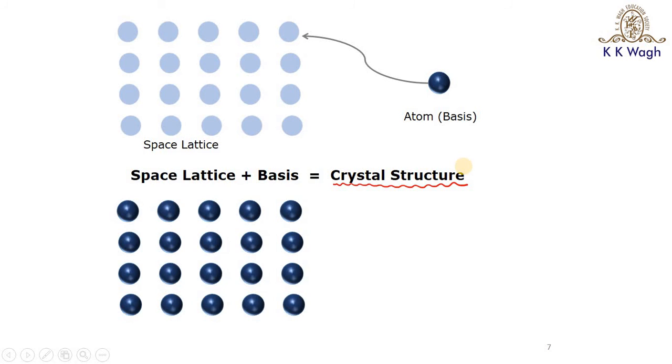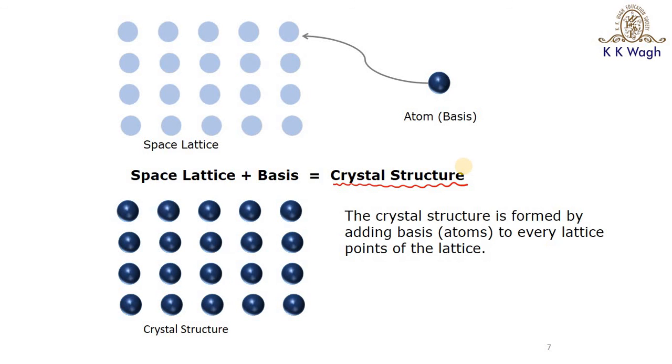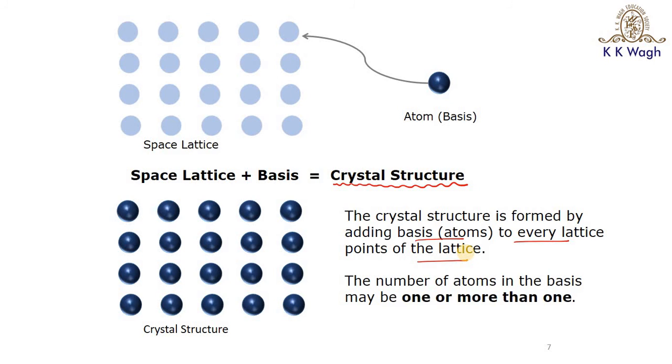Here it will be again clear to you. So this is how the crystal structure will form. Once all these atoms occupy all the spaces in a space lattice, you will get a crystal structure like this. The crystal structure is formed by adding bases, that is atoms, to every lattice point of the lattice. The number of atoms in the basis may be 1 or more than 1.